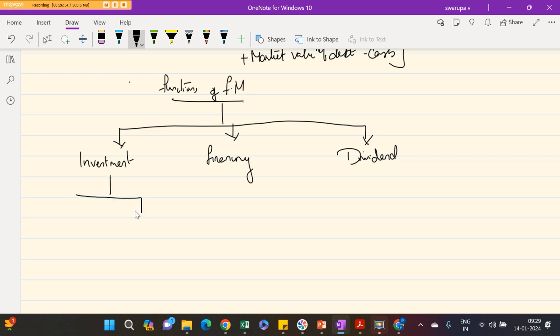Investment decision: what are the two decisions that we will be having? One is long term and the other short term, right? The long term investment decision is called capital budgeting, and the short term investment decision is called working capital management.